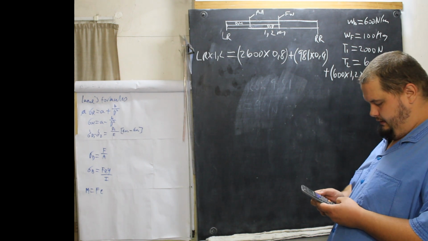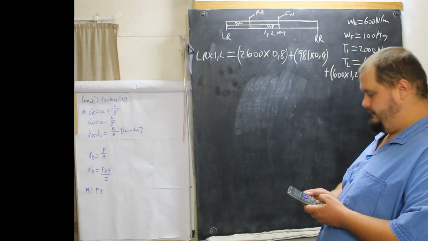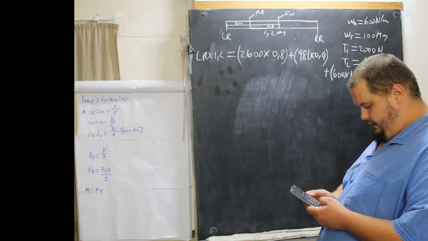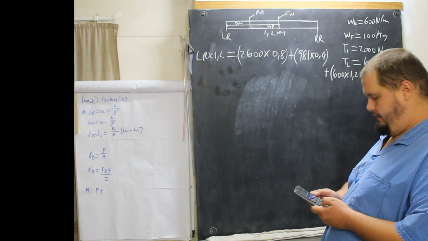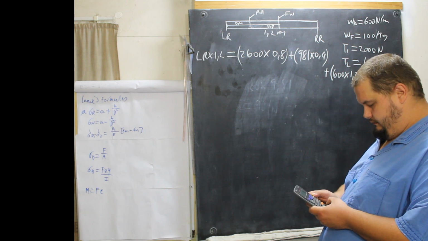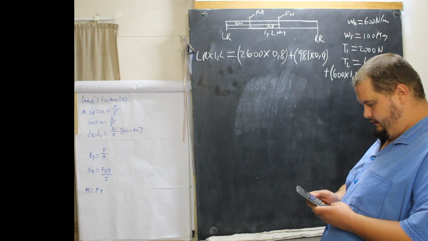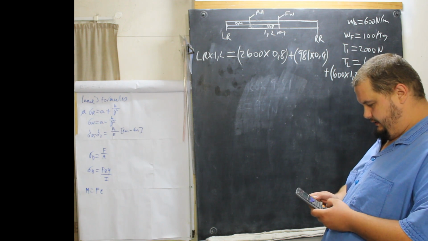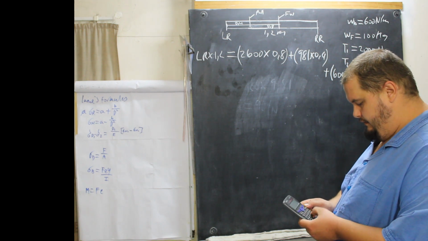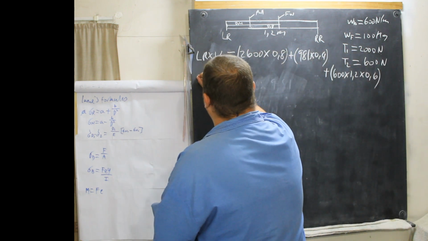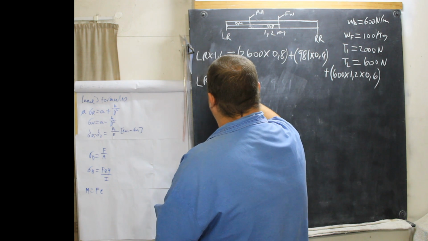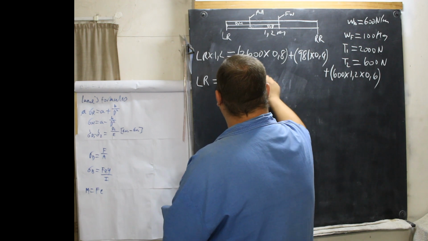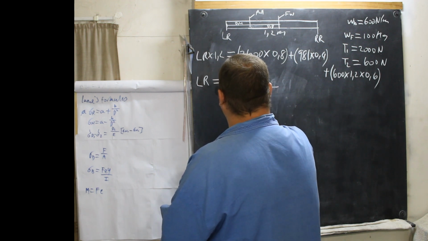What we're going to do, 2600 times 0.8, plus bracket 981 times 0.4, plus 600 times 1.2 times 0.6. LR equals 2904.4 divided by 1.2.